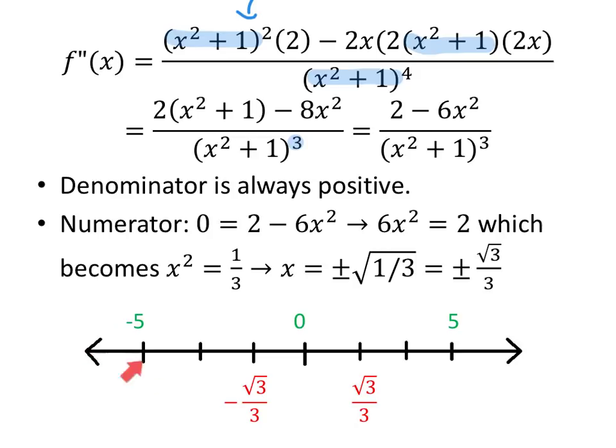I have a test value to the left, a test value in between, and a test value to the right. Remember, I could use any values I want. I just want to make sure that square root of 3 over 3 is less than 5, and I should be good.